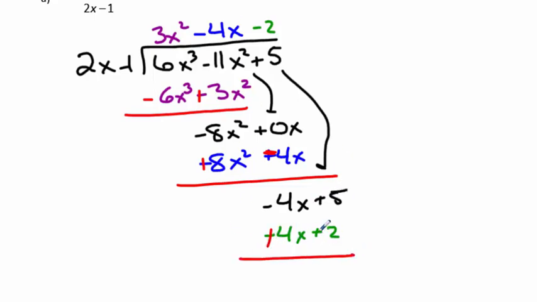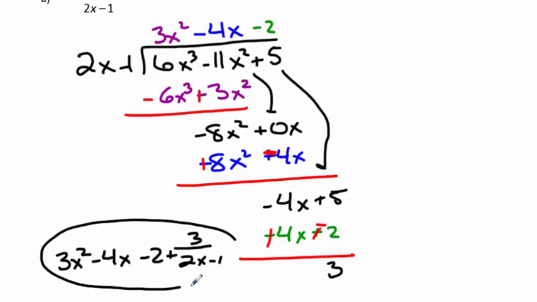When I subtract, I'm going to get a negative and a negative making a positive, and a positive and a negative making a negative. Negative 4 plus 4 is 0, and 5 minus 2 is a remainder of 3. Therefore, my final answer here is going to be 3x squared minus 4x minus 2. That 3 is positive, so plus 3 over 2x minus 1.